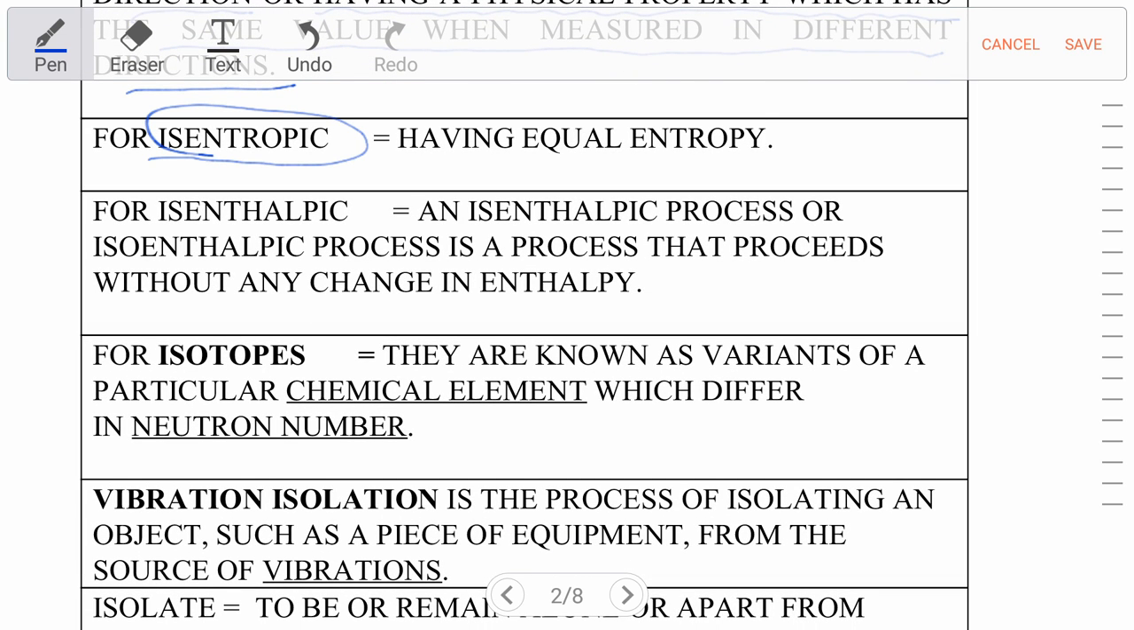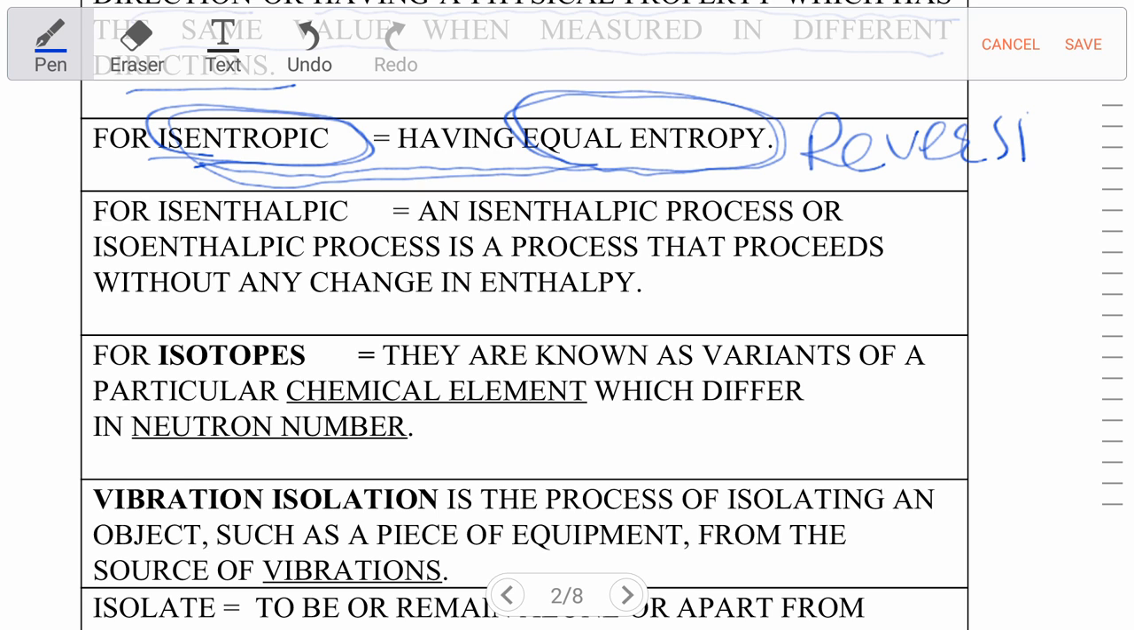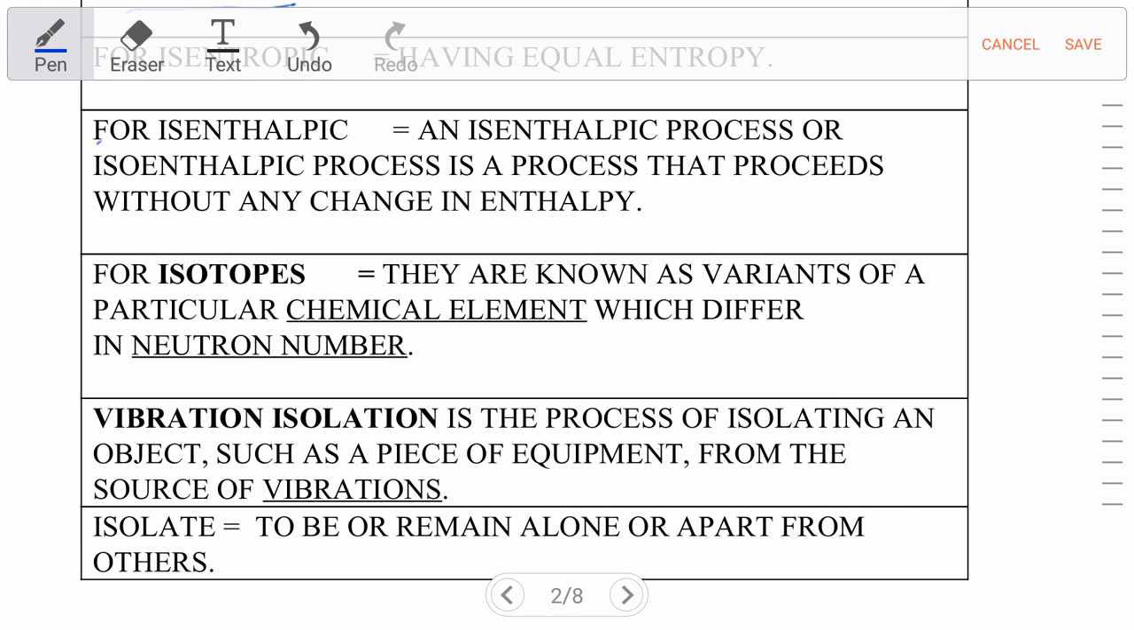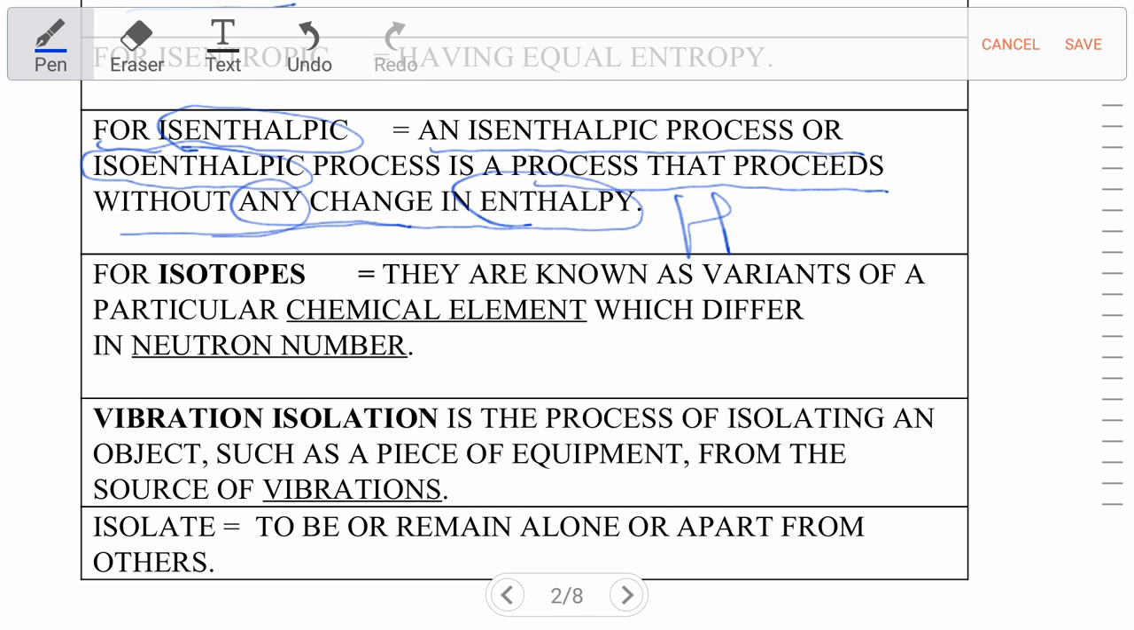Well, next is isentropic. In isentropic process, having equal entropy, means entropy will not change. Well, there is a reversible adiabatic process in which entropy will not change, or we can say entropy change is zero. Well, remember this thing. For isenthalpic, or we can say isoenthalpic, both are the same. An isenthalpic process is a process that proceeds without any change in enthalpy, represented by H, and in throttling process, as we know, enthalpy will remain constant.